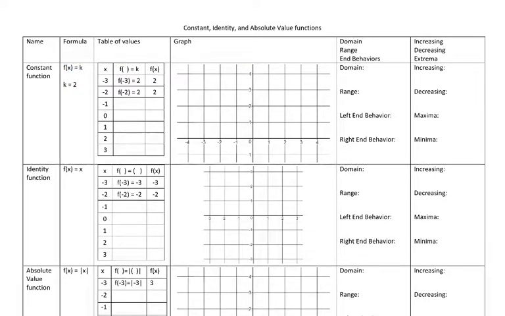At f of -3, whenever I input a -3, it outputs a 2. So at -3, the output is 2. All right, when I input a -2, the output is 2. When I input f of -1, the output is 2. For all of these, all the way down, the output is always going to be 2. That's what a constant function is. It doesn't vary, it just gives you the same output. So it's outputting a 2.